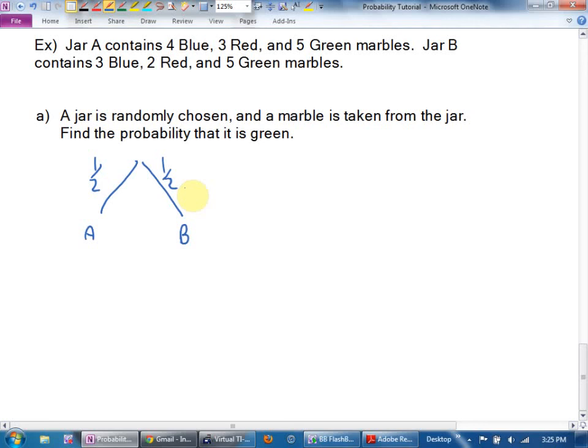And then we have blue, red, green, blue, red, green. 12, so 4 out of 12, 3 out of 12, 5 out of 12 for the first jar.